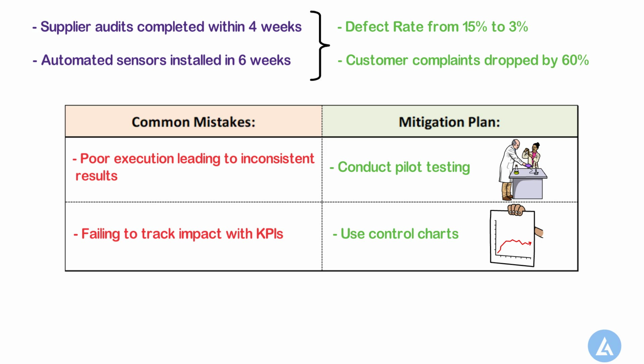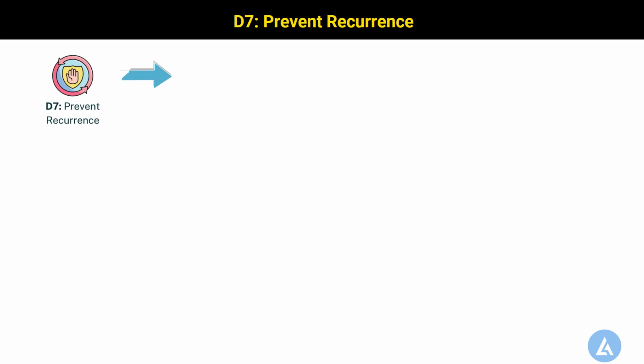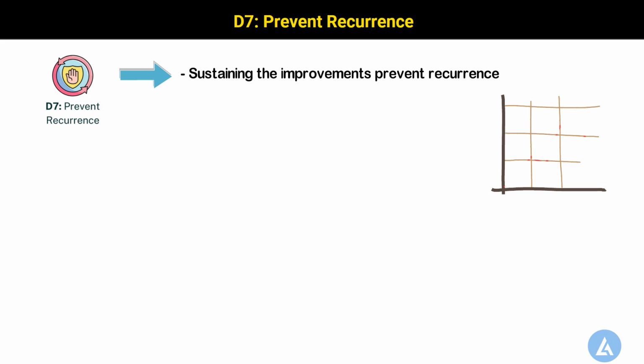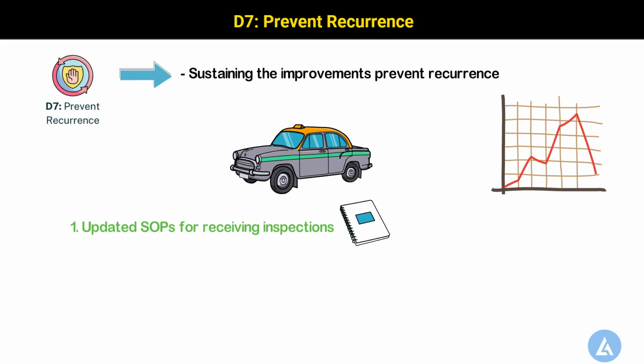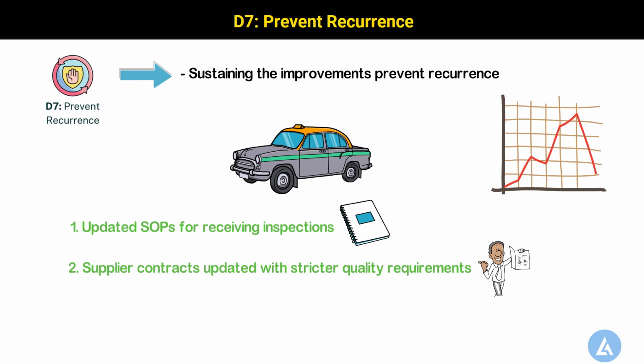After implementing and validating the permanent corrective action, let's move to the next step, which is D7, prevent reoccurrence. Why is this step important? Sustaining the improvements ensures that we avoid the reoccurrence of the problem. Let's talk about this step with respect to the problem that we have initiated. We can have preventive measures like updated SOPs for receiving inspections, supplier contracts updated with strict quality requirements, and employee training programs implemented.